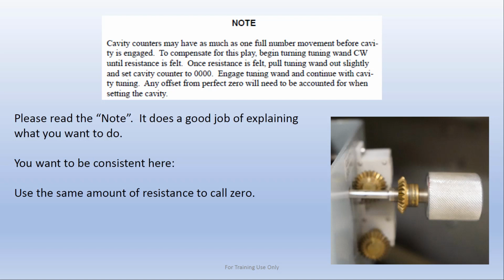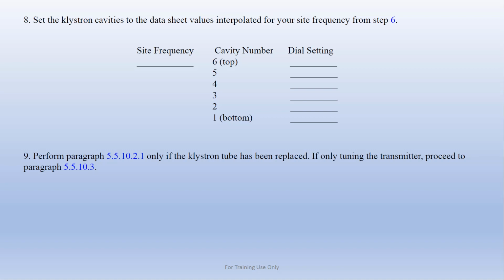Cavity counters may have as much as 1 full movement before a cavity is engaged. To compensate for this play, begin turning the wand clockwise until resistance is felt. Once resistance is felt, pull the wand out slightly and set the counter for 0, 0, 0. Engage the tuning wand and continue with cavity tuning. Any offset from perfect zero will need to be accounted for when setting the cavity. My advice is to be consistent. And they would have you take your interpolated numbers from step 6 and set the cavities to those values.